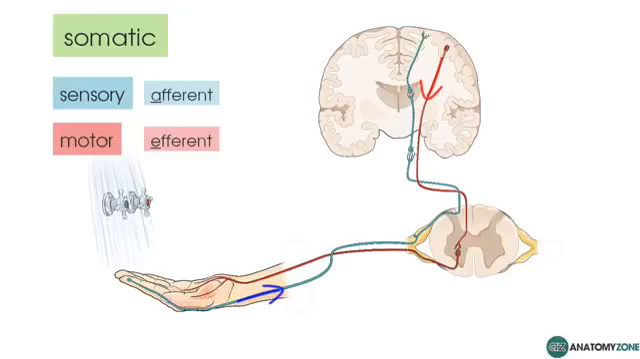And a mnemonic for this is the word SAME. S-A-M-E, sensory, afferent, motor, efferent. And how you remember whether afferent or efferent leaves or goes towards the central nervous system is using the mnemonic: afferent arrives, efferent exits.